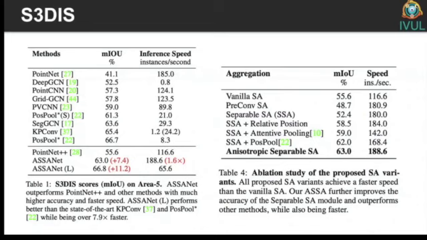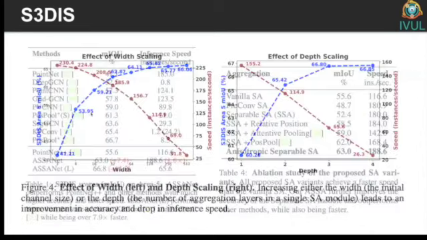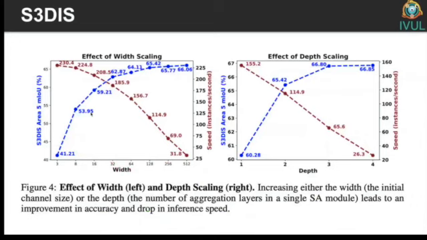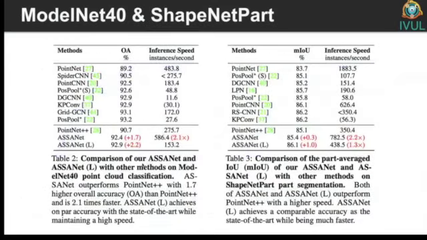We showed evaluation also on SUN RGB-D. Our proposed ASSA module outperforms other forms of the ASSA modules in both accuracy and speed. We showed that our network can be easily scaled by either increasing the widths or increasing the depths. On ModelNet40 classification and ShapeNet part segmentation, we also achieve better results and faster speed than PointNet++.